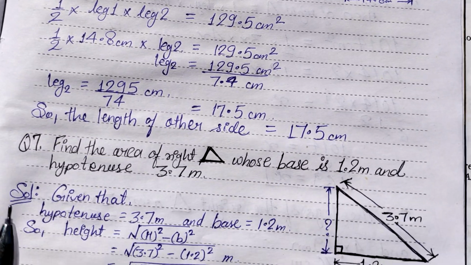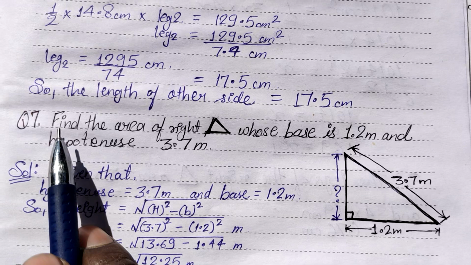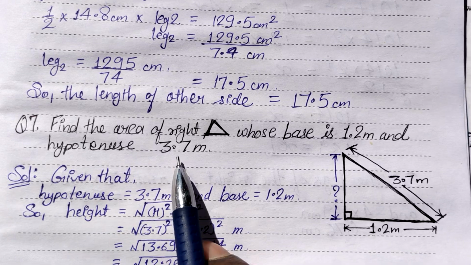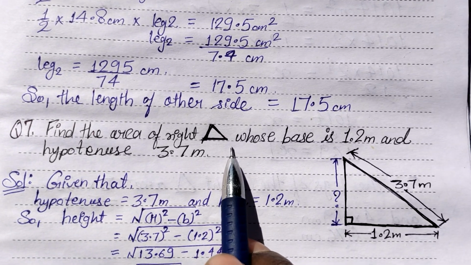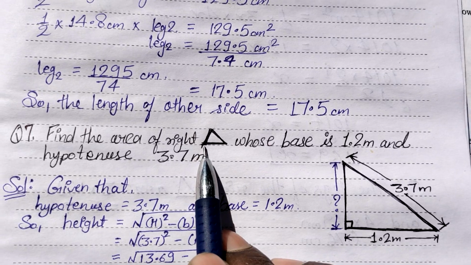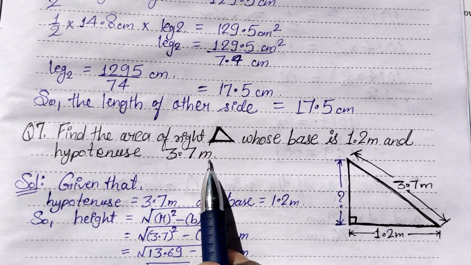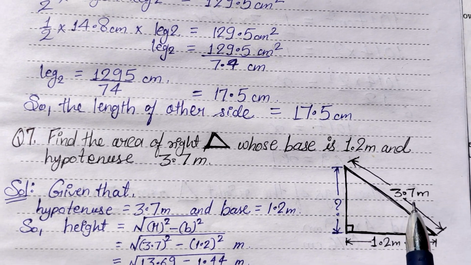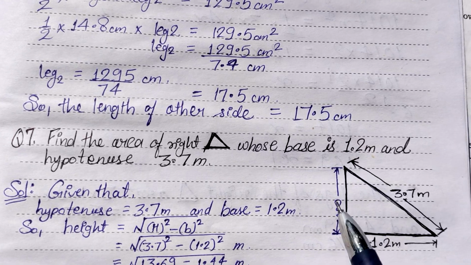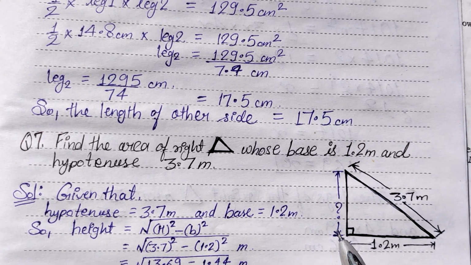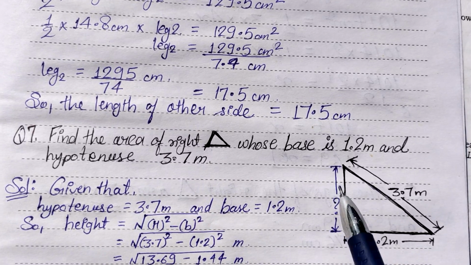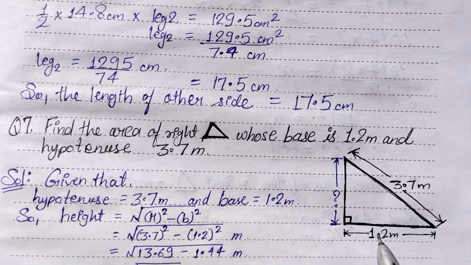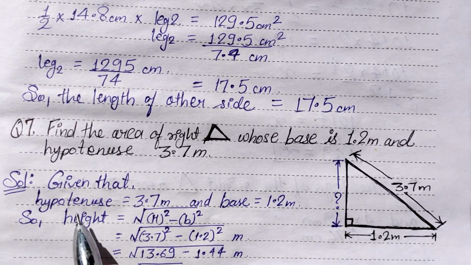Now moving on next, question number 7. Find the area of a right triangle whose base is 1.2 meter and hypotenuse is 3.7 meter. Here we have to find the area of this right triangle. What is given? Base is given and hypotenuse is given. Now see the figure, base is given 1.2 and this is called hypotenuse, 3.7 meter is given. First we have to find the length of the other leg. To find the area of a right triangle, we have to find the length of the other leg, because we know that area of right triangle is equal to 1 by 2 into leg 1 into leg 2, or say product of its legs. So see the solution.